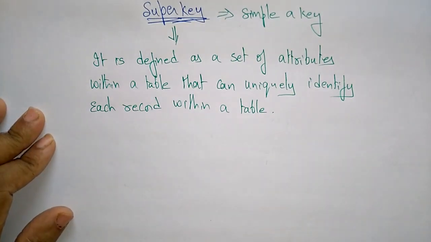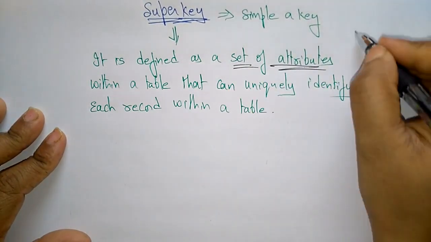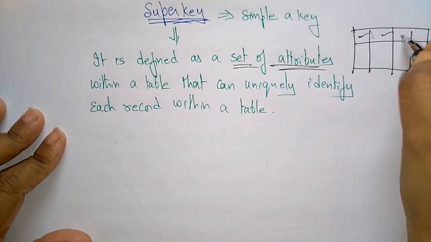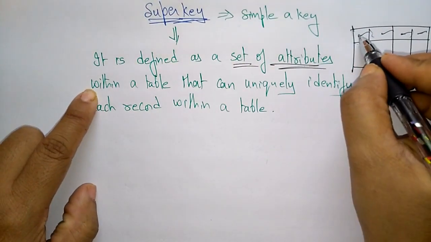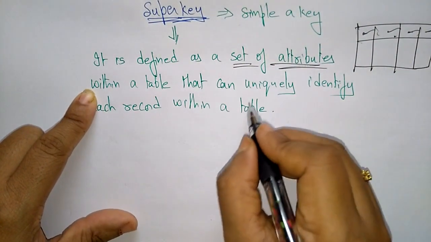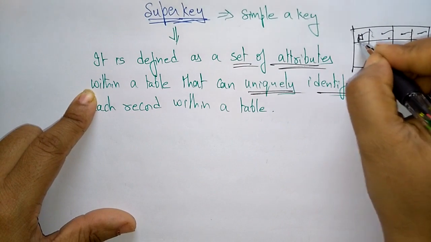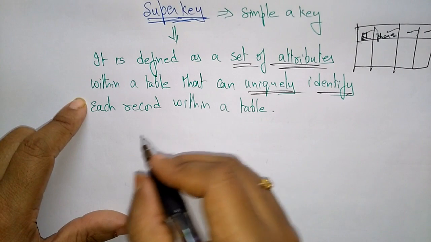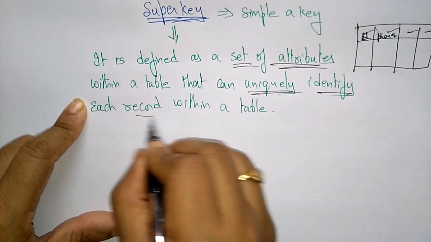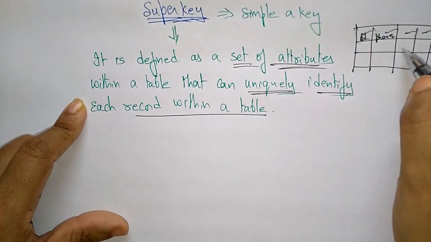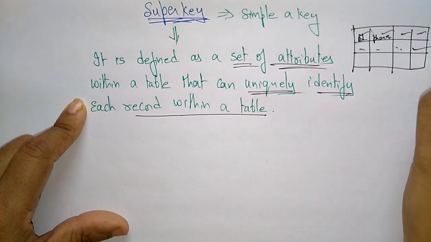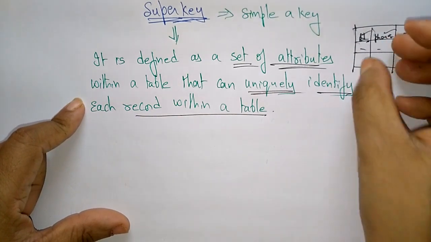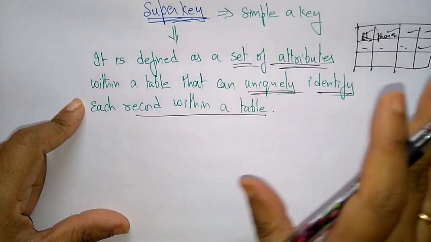So a super key is nothing but a set of attributes. A table will be there, and in the table you have the set of attributes. This set of attributes within a table can uniquely identify. So with the help of an ID or a phone number, suppose, with the help of these two fields you can find a record in a table. I want to find a particular record in a table, and based on the condition, based on the key value, I'll fetch the record. So that is a super key.